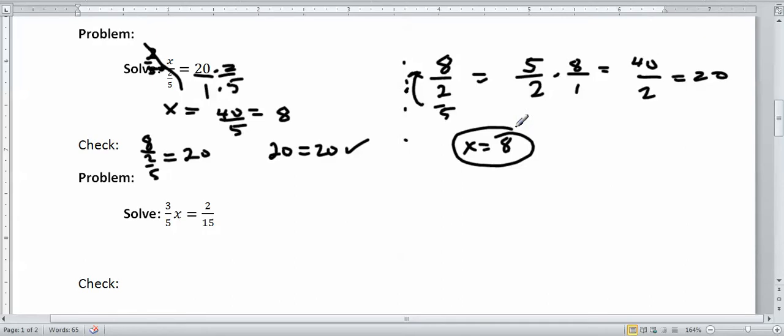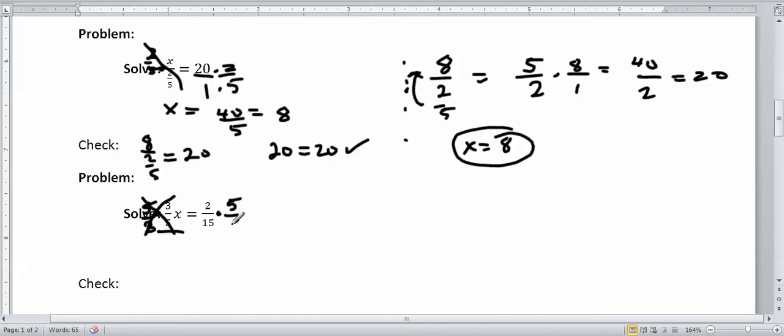Alright, and my last example here, I've got problem 3 over 5 times x equals 2 over 15. Now in order to get this x by itself, it's being multiplied. So I've got a couple of options, but since it's technically being multiplied by 3 and divided by 5, I can do the opposite of both in one step. So I'm basically going to take the reciprocal of this fraction and multiply. So I'm going to take that times 5 over 3. That's going to turn this into 1 because this 5 drops out and becomes 1, and this 3 drops out and becomes 1. Okay, so if I do it to one side, I have to do it to the other.